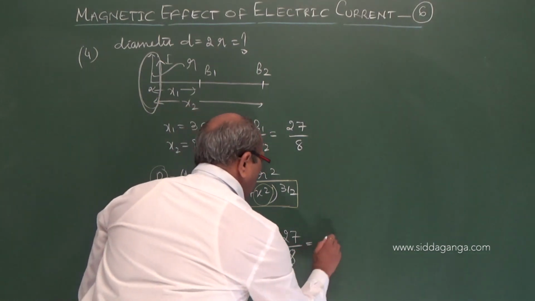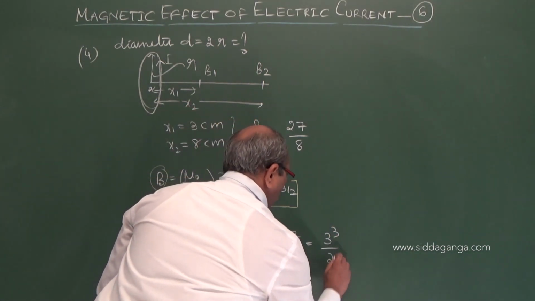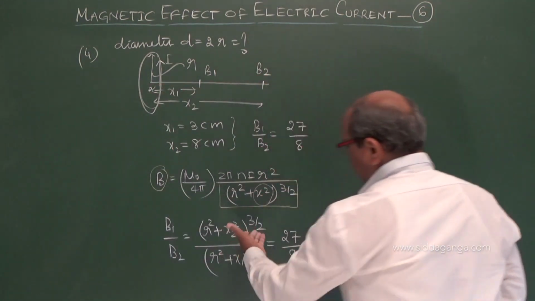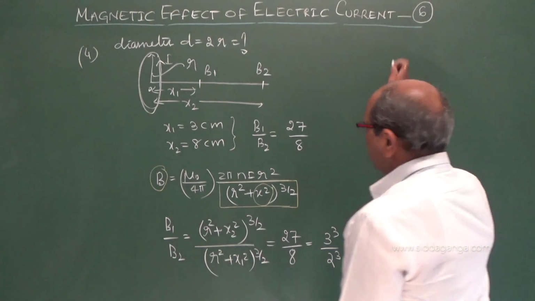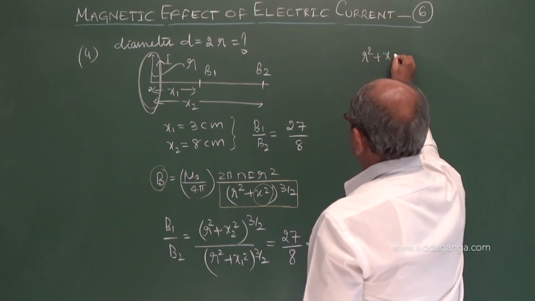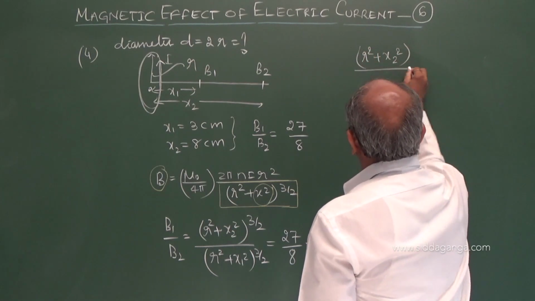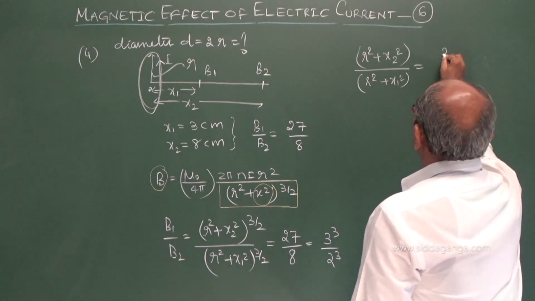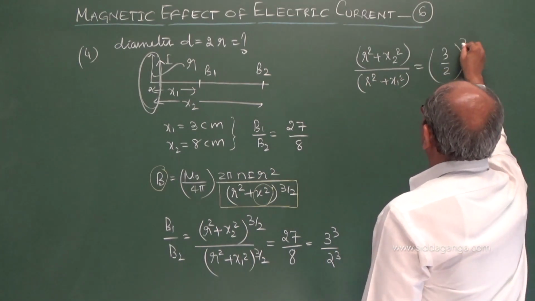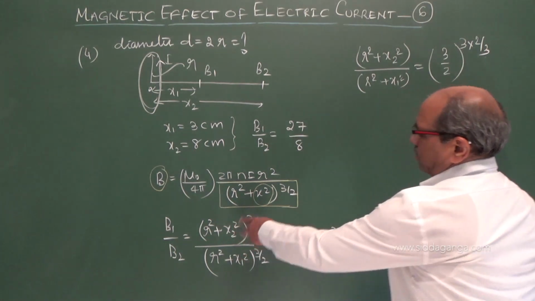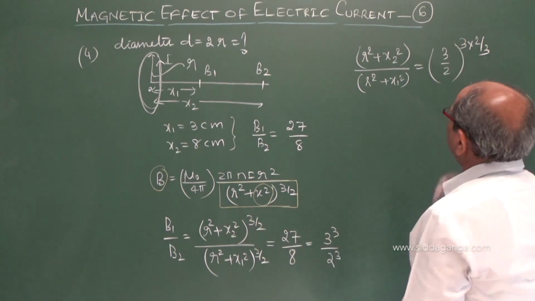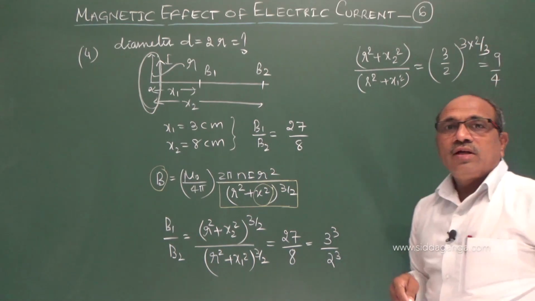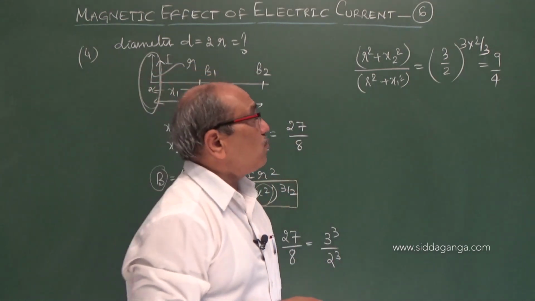If they given that, I can write it as 3 cube by 2 cube. 3 cube is 27 and 2 cube is 8. Now reverse this, 2 by 3. Then it becomes (r square plus x2 square) by (r square plus x1 square) equal to (3 by 2) to the power of 3 into 2 by 3. Squaring 2 by 3, multiplying powers on either side, the 3 cancels, and that becomes 9 by 4.